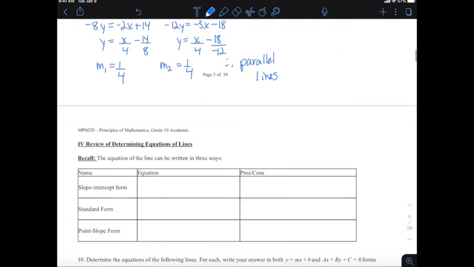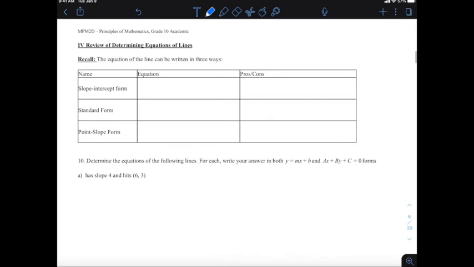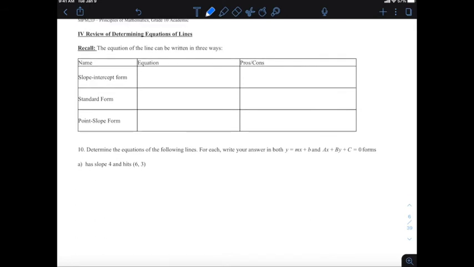All right, now for what we're leading up to. What I want to do now is talk about section 4, which is a review of determining equations of lines. So first of all, let's write out the three different forms of lines. I'm actually going to start with the standard form, ax plus by plus c equals 0. Then we have the slope-intercept form, which is y equals mx plus b.